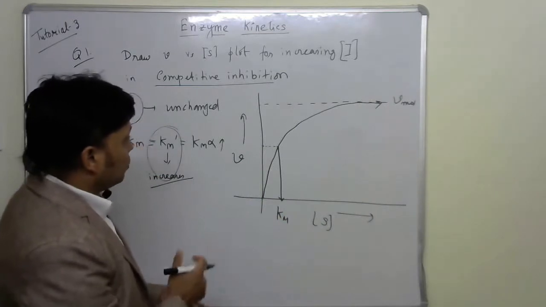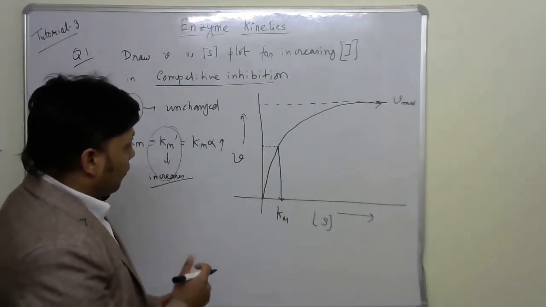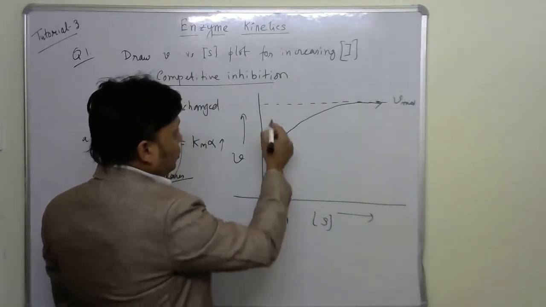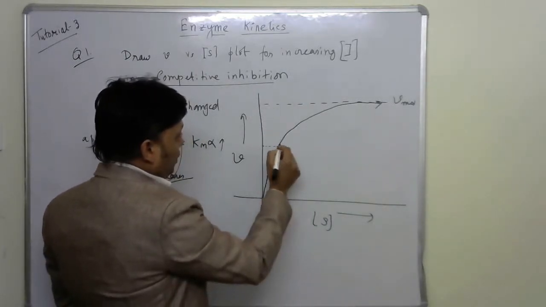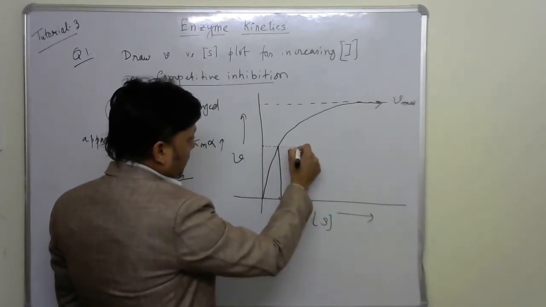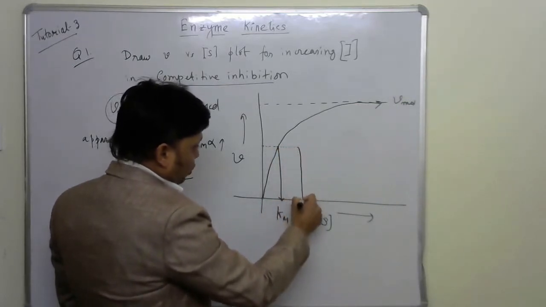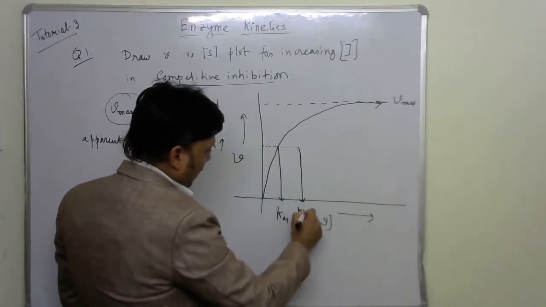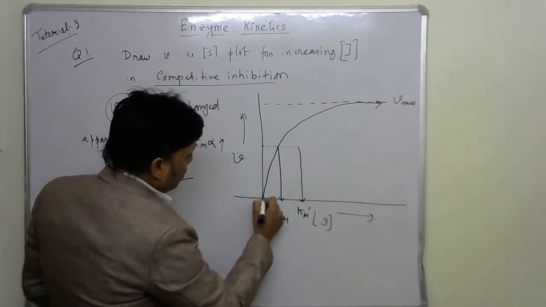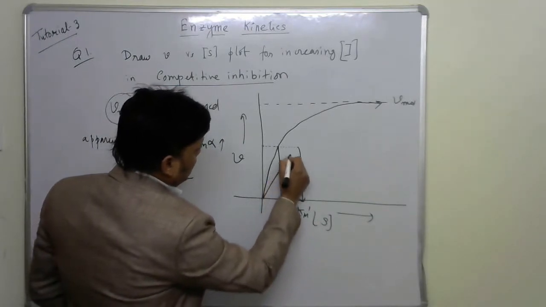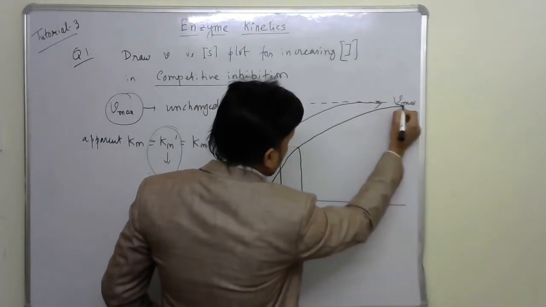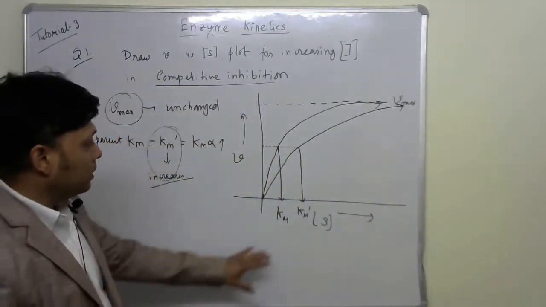So how are we going to draw it? Therefore, if Km increases, it means that when Vmax is divided by 2, this line should be somewhere here, and in that case, we can assume that this is our Km prime. All right. So therefore, we have to draw the V versus S curve, something like that. There you go. So this is our Km prime.